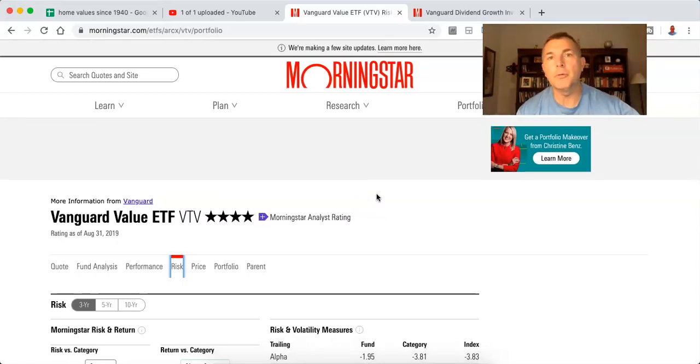Just not much of a turnover. I think it's like 5% in the value fund, and it was like 23% in the dividend growth fund. Both are pretty low turnover. But let me pause for a second, because I want to show you something I found very interesting. Hold on just a second.